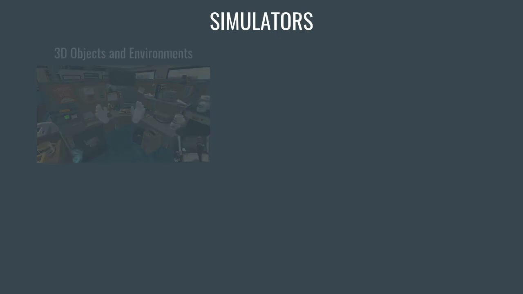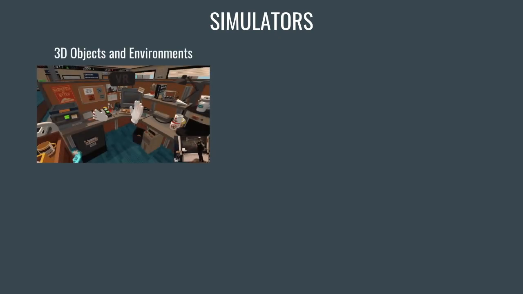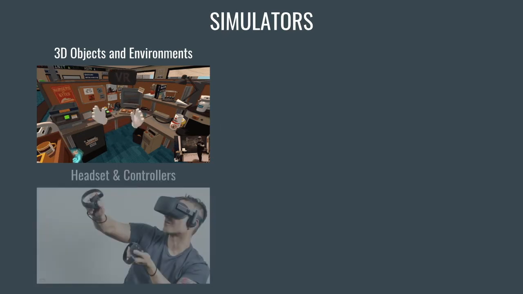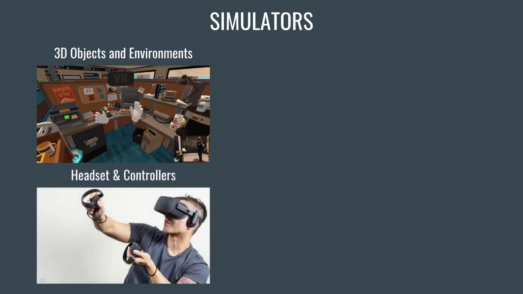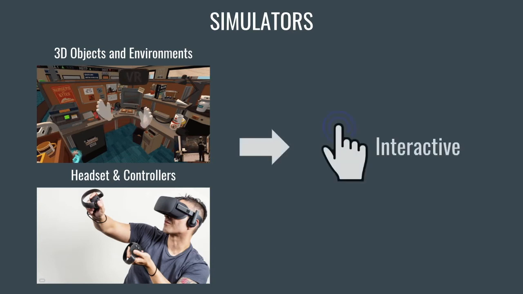VR simulators use 3D objects and environments to create an immersive and engaging experience in a virtual simulated world. The main equipment needed for this are headsets with head tracking sensors and special controllers such as joysticks and gloves, which are used to interact and control the environment and objects. This creates an interactive digital immersion of a virtual reality environment or situation for the user to experience and interact with and control the simulation.